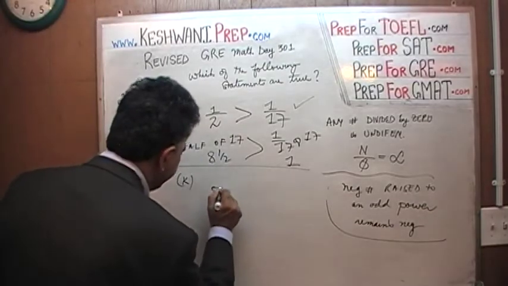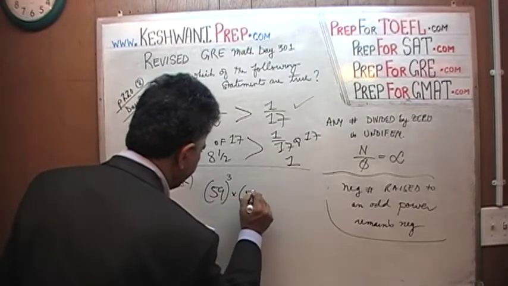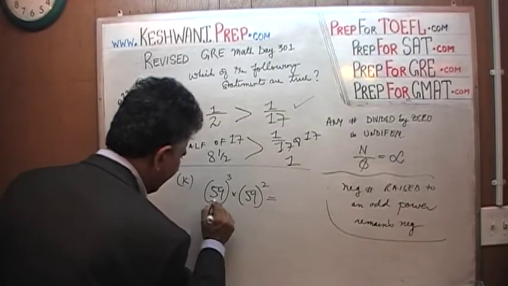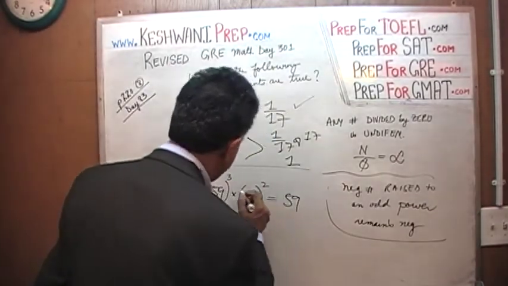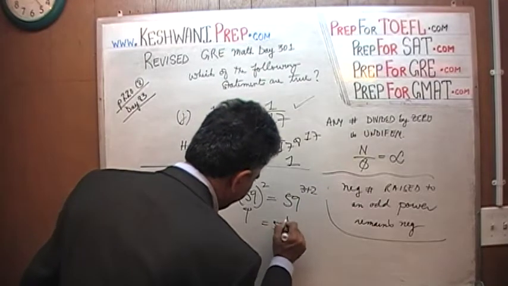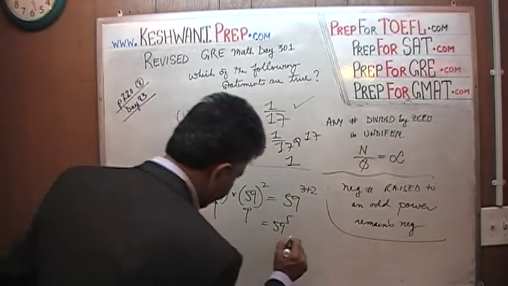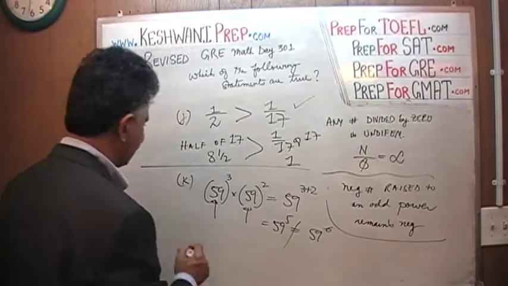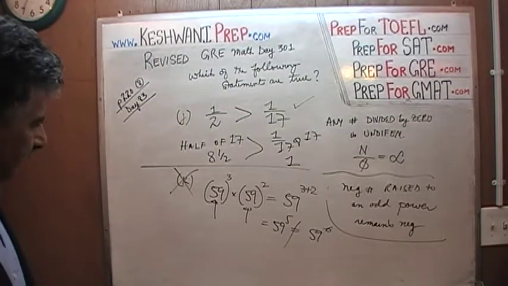Next, 59 cubed times 59 squared. Now we know that when the bases are the same, you can combine them together and we add the exponents. So this is 59 raised to the 5th power. And we are told that that equals 59 raised to the 6th, which of course is not true. That is false.